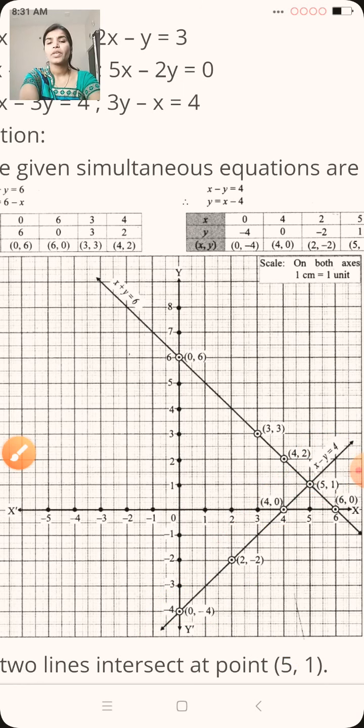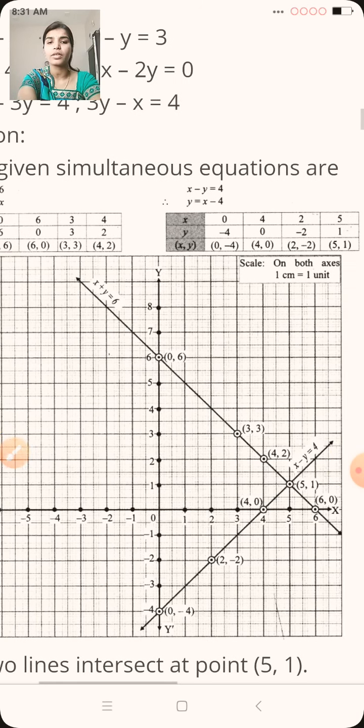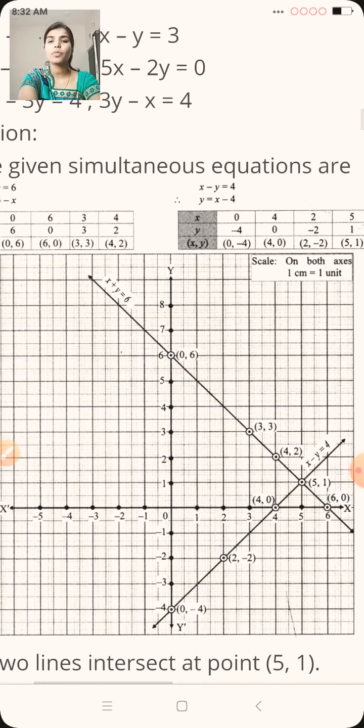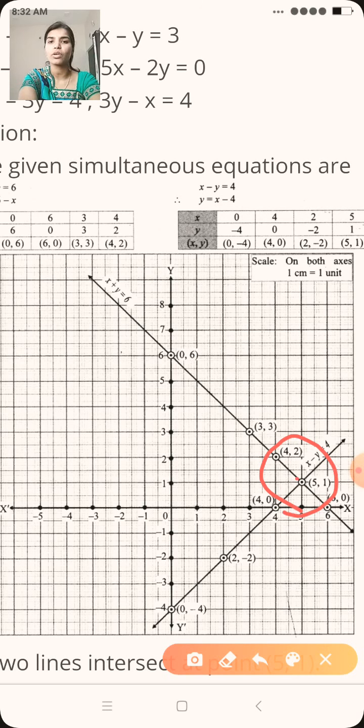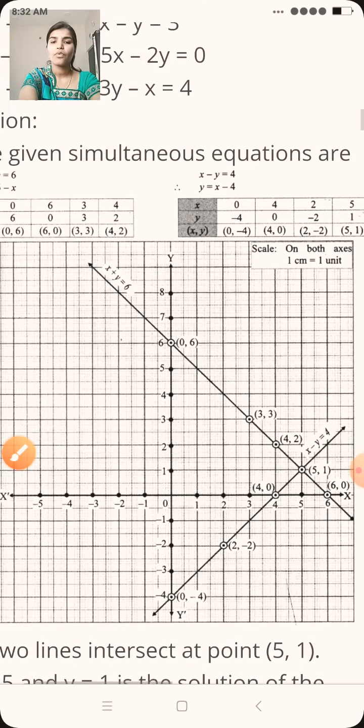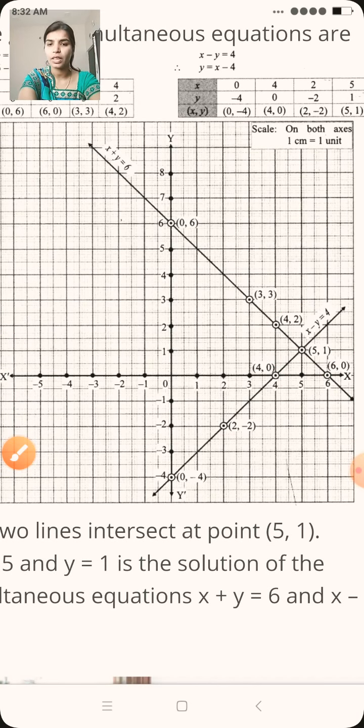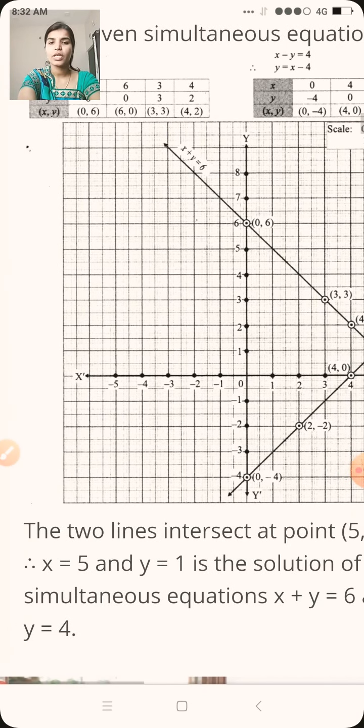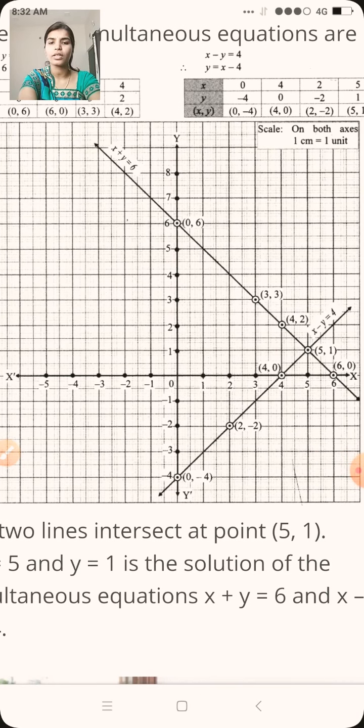Okay, so these two lines are intersecting at some point. You will see which point is that, 5 comma 1. So this is the solution of your simultaneous equation. That means the value of x is 5 and value of y is 1. So the solution of your equation is 5 comma 1. Understand? So in this matter you want to solve it graphically.